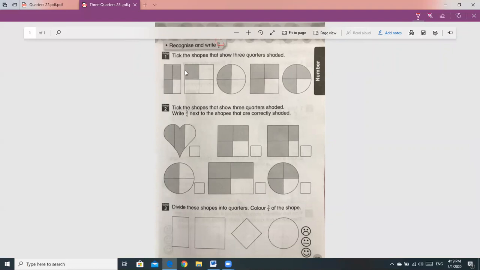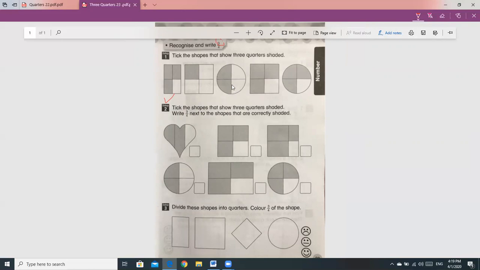Let's do this. Take the shape that shows three quarters shaded. Is this three quarters? Yes. He shaded three from four. Three quarters means three out of four. So it's correct. Is this one three quarters? No, it's one quarter. He shaded only one, so it's wrong. Don't write anything.